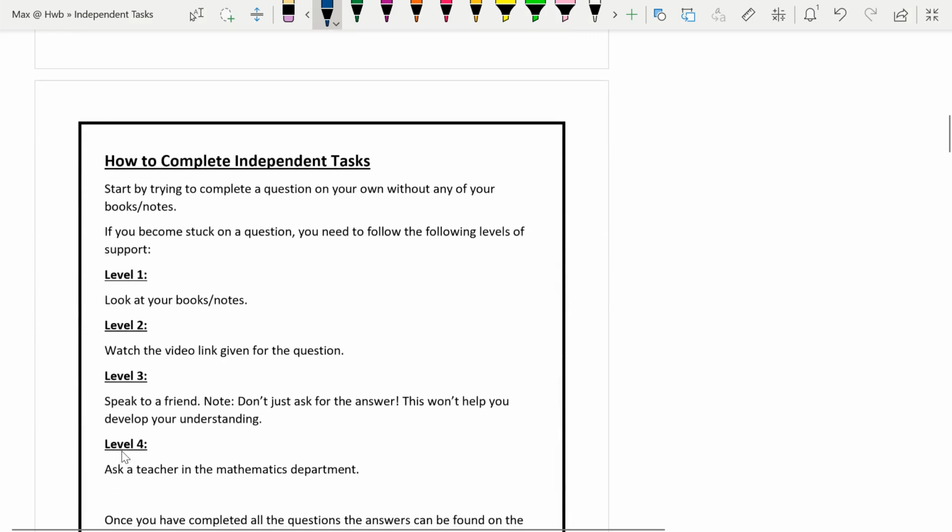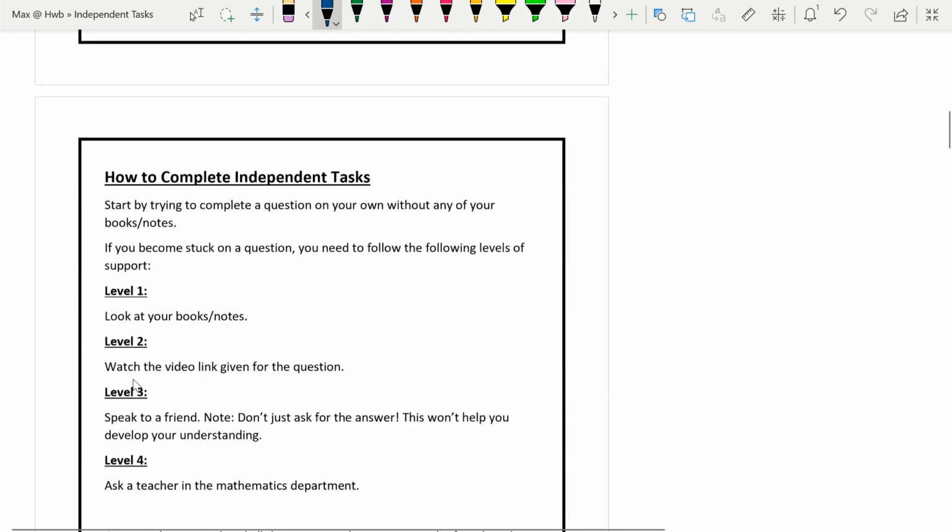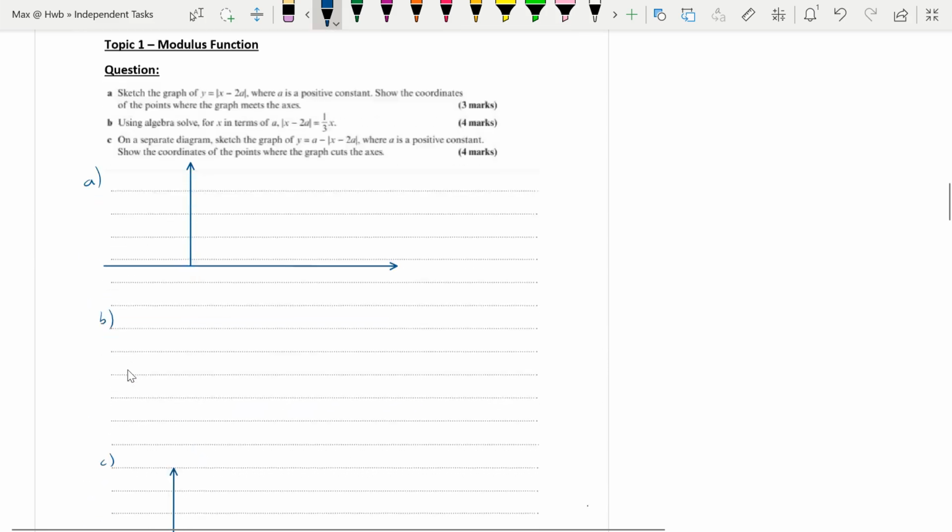Remember what we said before. If you're getting down to the level 3 or the level 4 support, so you're speaking to a friend or you're asking your teacher or someone in the maths department for help, you need to then consider the fact that that is a topic that requires a good amount of work. Okay, it needs a lot of work from you independently on top of it. So what we're going to do is go over each question.